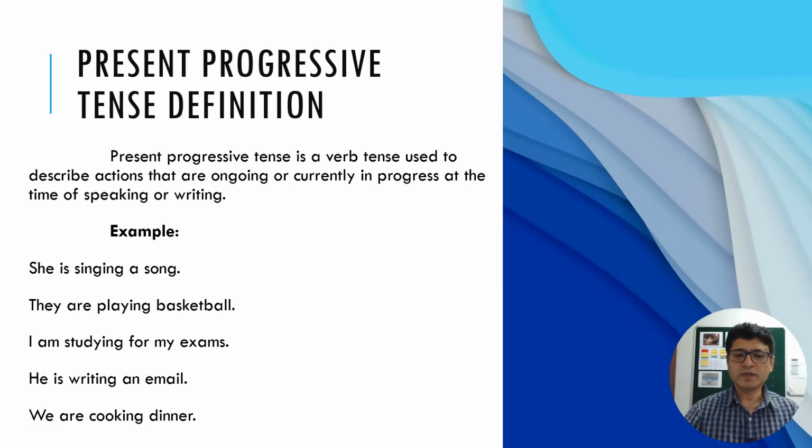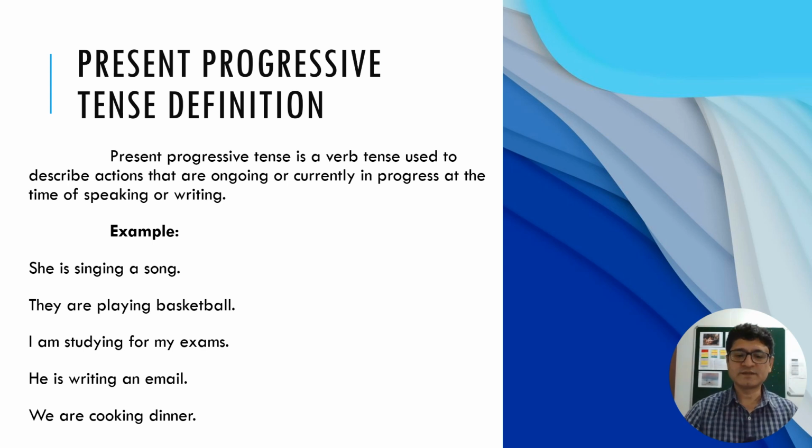So, what is present progressive tense? Present progressive tense is a verb tense used to describe actions that are ongoing or currently in progress at the time of speaking or writing. For example, right now, what am I doing? I'm speaking, I'm teaching, and what are you doing? You are listening to me. You're learning present progressive tense.